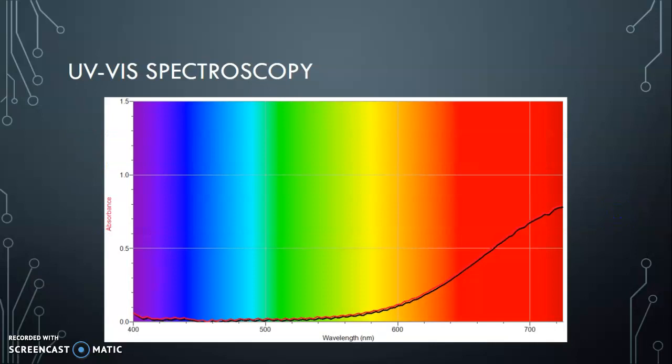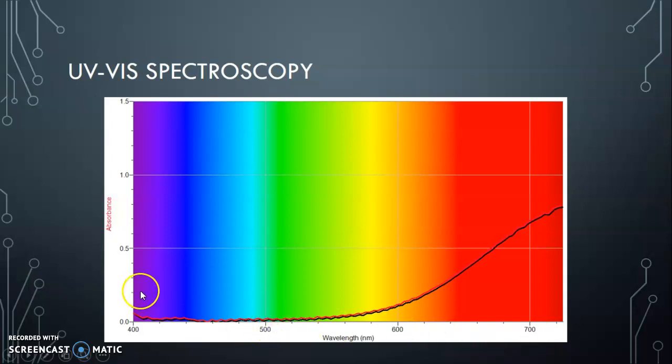The graph that you saw on the last slide is actually the absorbance graph for the compound that you're working with. So this is the absorbance over wavelengths 400 to 725-ish nanometers of the copper coordination complex that you're trying to study.